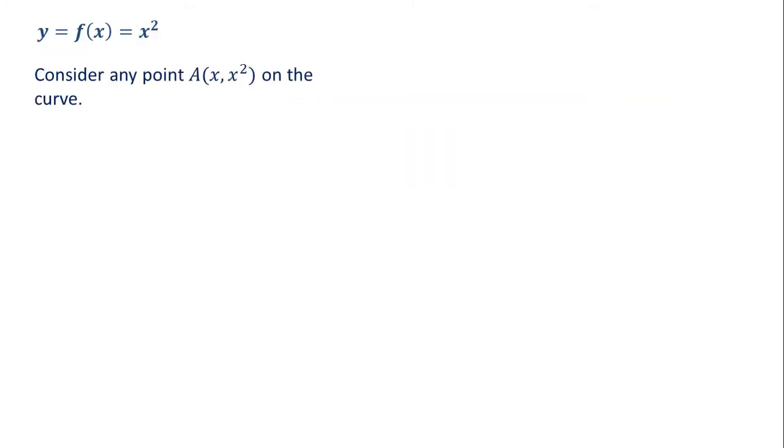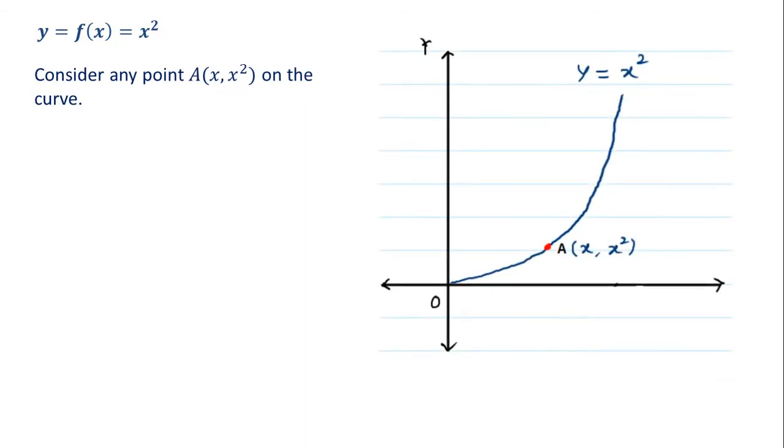So for y is equal to f of x is equal to x square, consider any point A. As shown in this figure, this is the graph of y is equal to x square, and consider any point A whose x coordinate is x and y coordinate will be x square, because the function is y is equal to f of x is equal to x square. So consider any point A, x comma x square on this curve. This is any point on this curve, and we have to find out the expression of the slope of the tangent at this point.